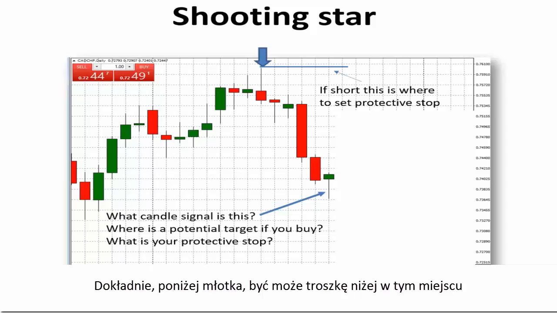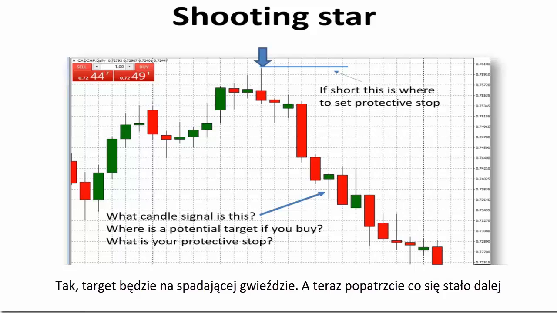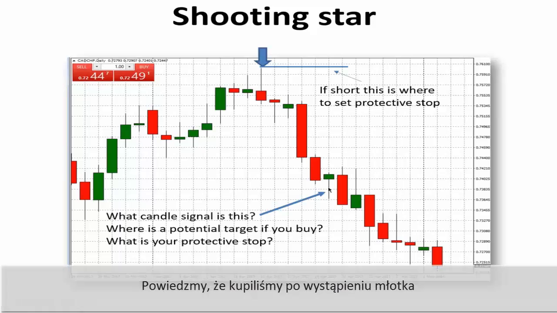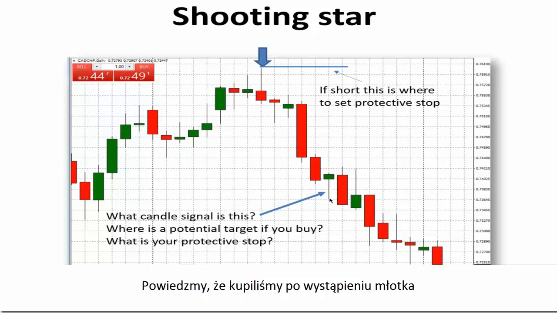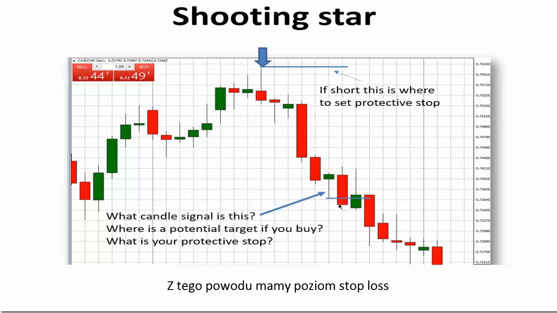All right, the low of the hammer. Or actually, I would probably give it a little bit of leeway. I might give it down over here. But if you're conservative, it would be the low of the hammer. The shooting star would be my target. And look what happened. Let's say we did buy on this hammer. This is why we have protective stops.